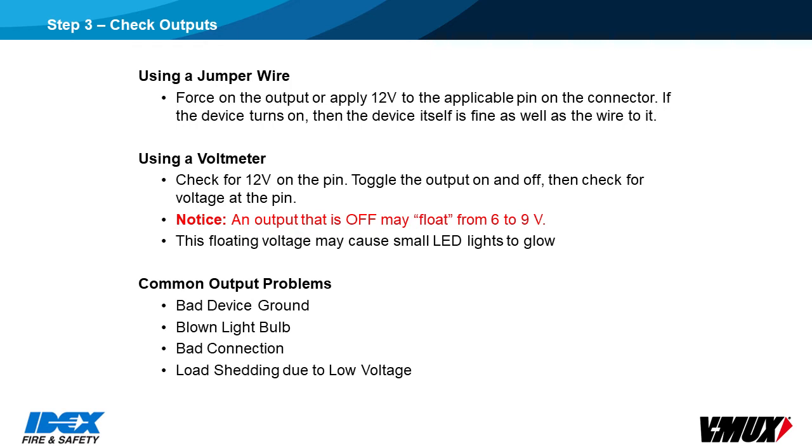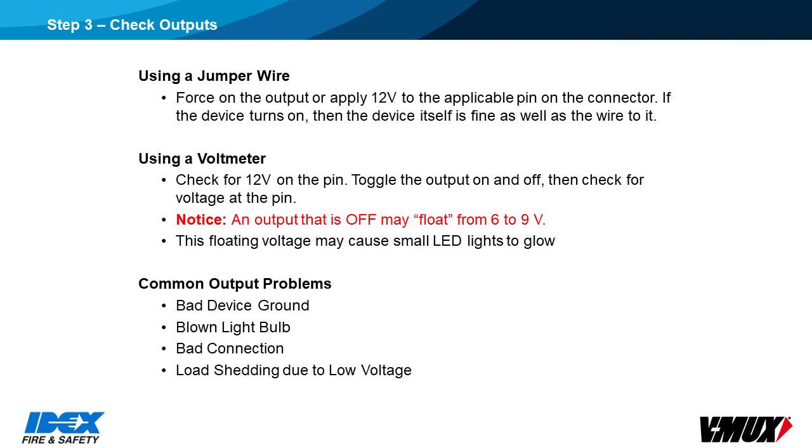Step 3. Check outputs. Force on the output with the S-Key Pro software, the Information Center display, or by removing the output connector from the module and applying 12 volts to the wire going to the device that is not working. If applying 12 volts, use a source protected with a fuse or breaker, in case there is a short circuit. If the device turns on, you know the device and wiring is good. Further investigation is required to determine why the node is not supplying the voltage.